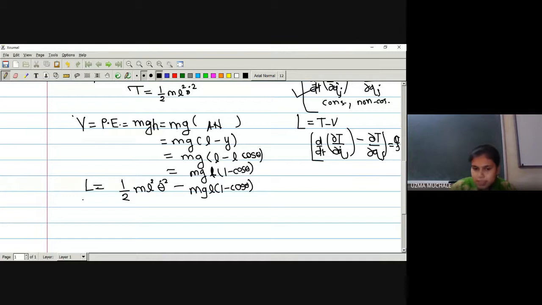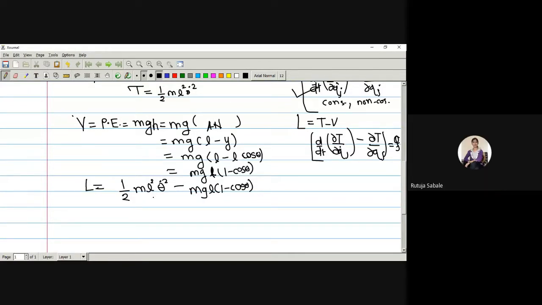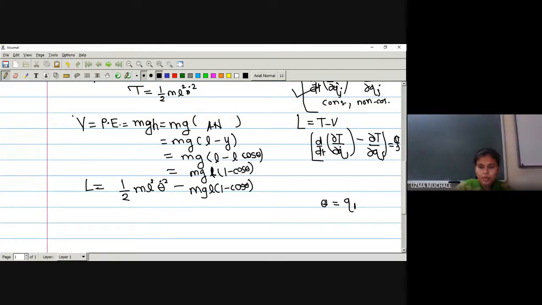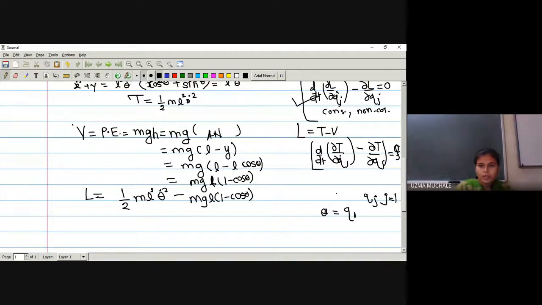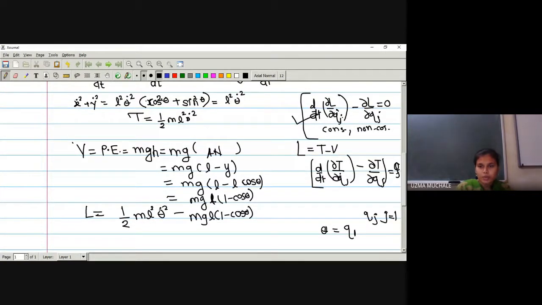Now, if the idea is clear, let me write down how many generalized coordinates we have. Can anyone tell me how many generalized coordinates we have in the simple pendulum? Only one, theta. Theta is equal to q1. That is, instead of qj, j is only one. So this whole equation is d by dt of dou L by dou qj dot minus dou L by dou qj is equal to 0.